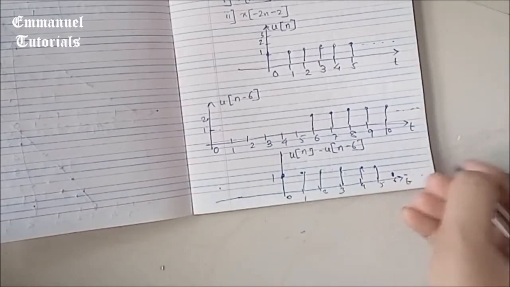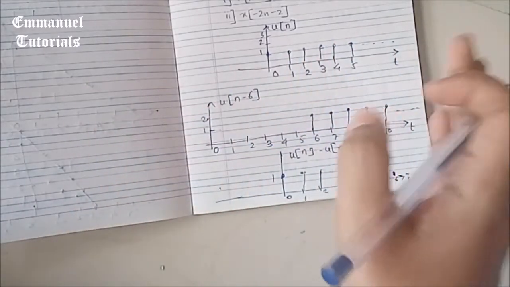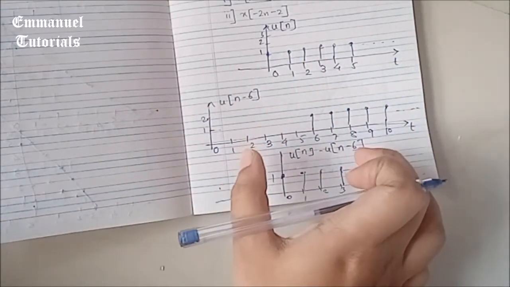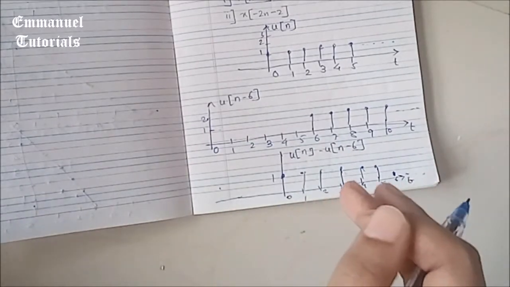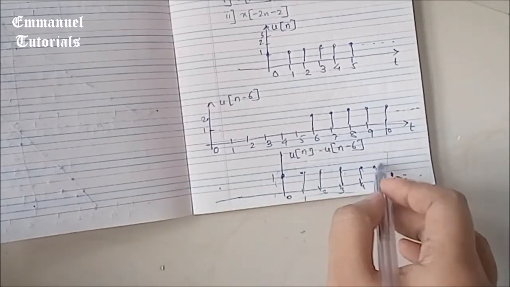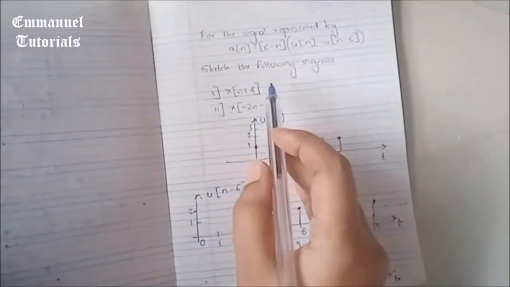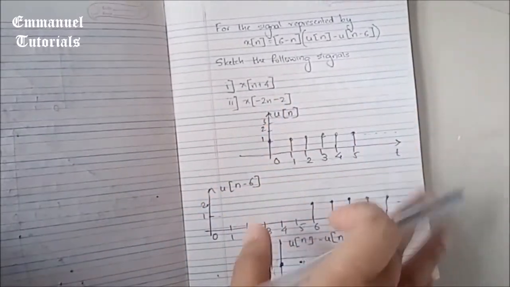This is going to continue, and then you can see that signal is not going to appear after 6 or from point 6. Only signal is going to appear from 0 to 5. So this is the resultant signal which we need in the brackets. Now we have to multiply this signal by 6 minus n. Now we'll try to find out what is 6 minus n.